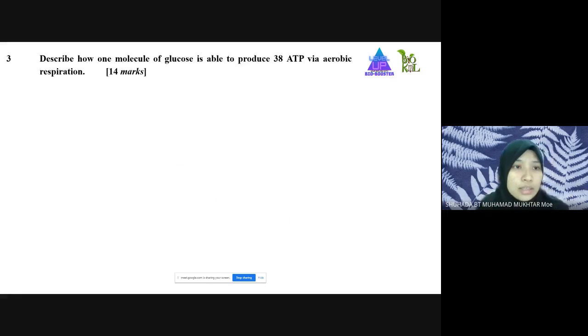Okay, next kita tengok pula for essay question. So we have two essay questions we will discuss. Okay, so first question, describe how one molecule of glucose is able to produce 38 ATP via aerobic respiration. Okay, so 38 ATP maksudnya aerobik. Okay, kena cerita semua ke?